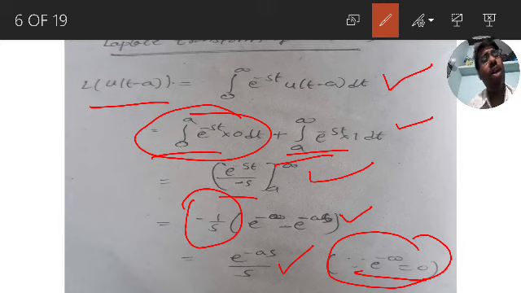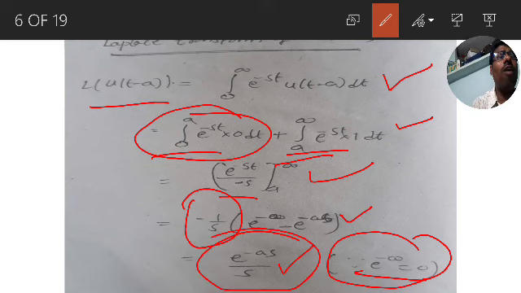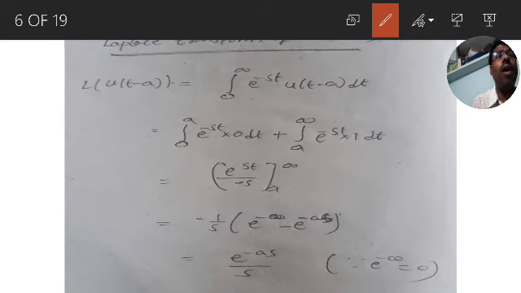Integration of e power of ax is e power of ax by a. Integration of e power of minus st is e power of minus st by minus s, with minus 1 by s outside. Now upper limit minus lower limit: in place of t you write infinity, minus in place of t you write a. But e power of minus infinity value is 0. Therefore the answer is e power of minus as by s.